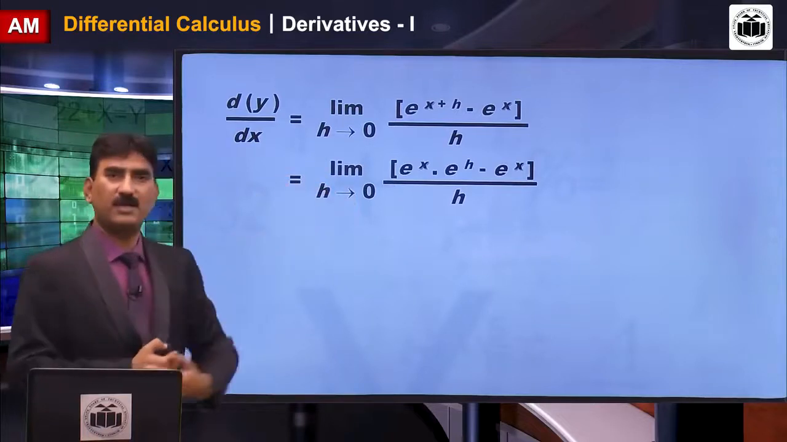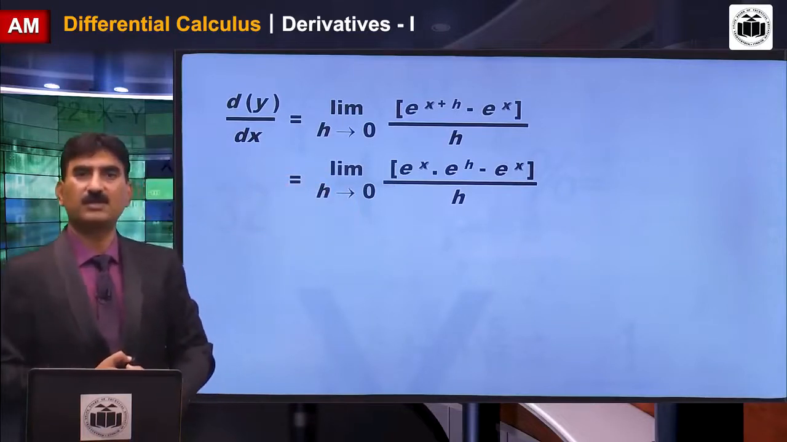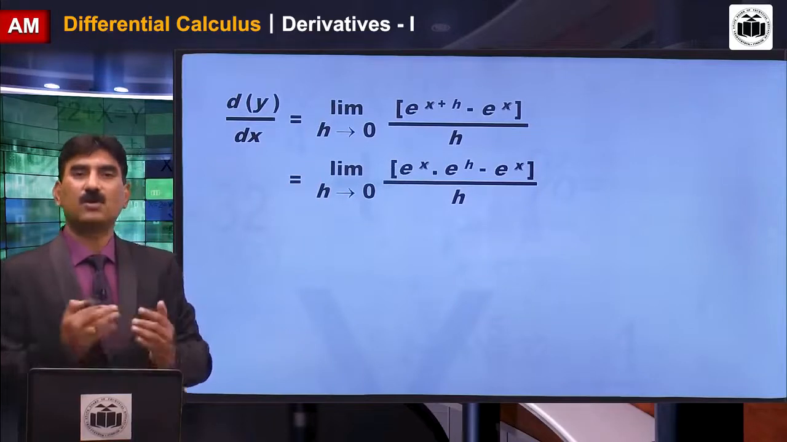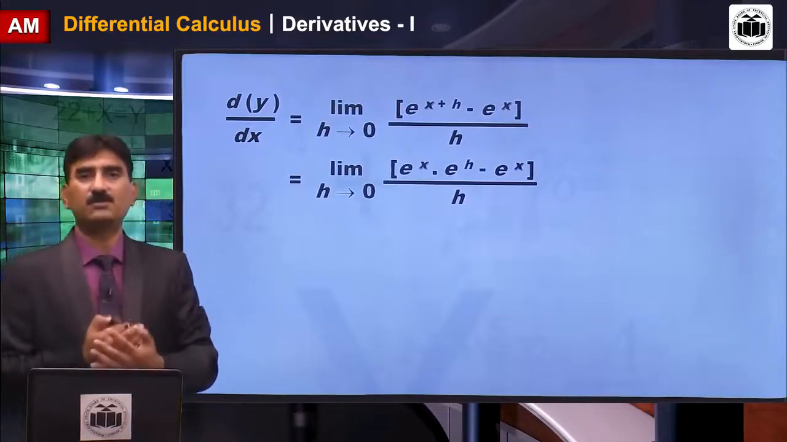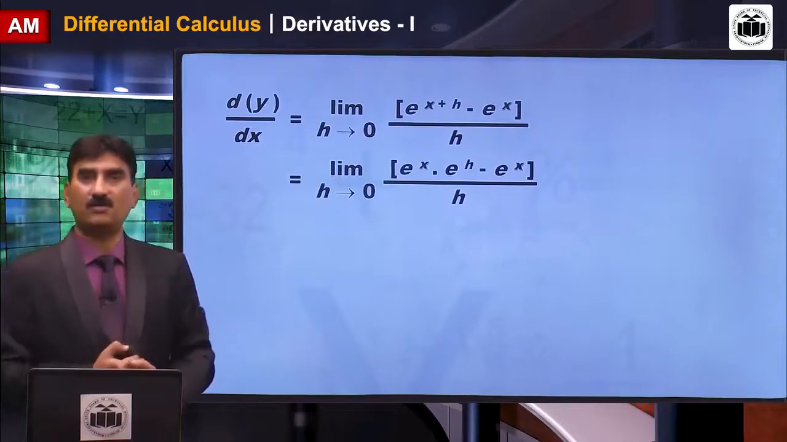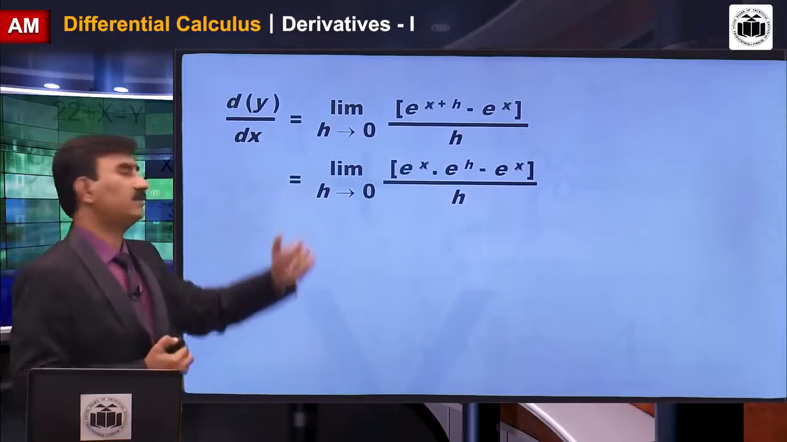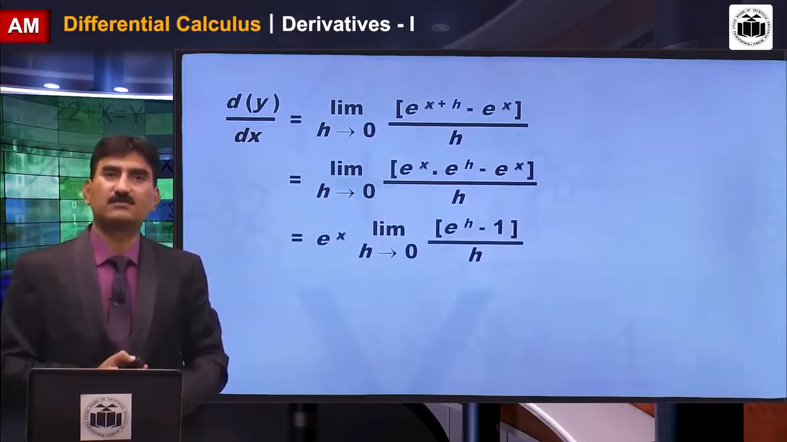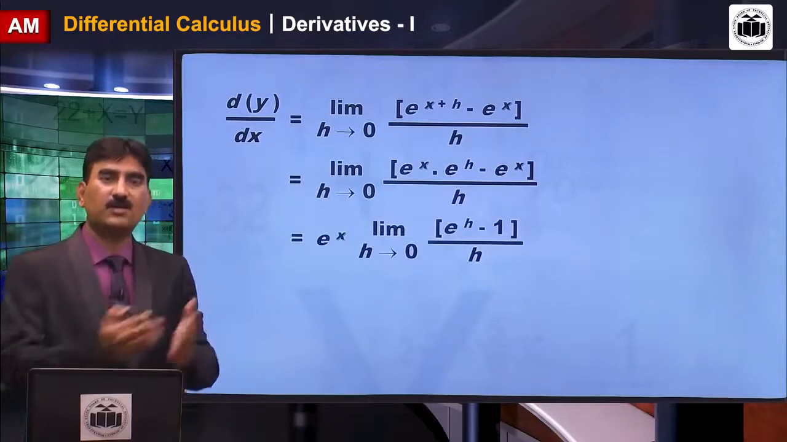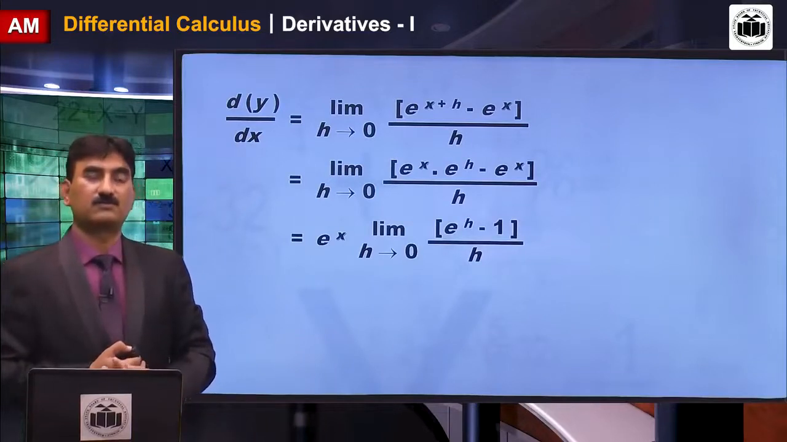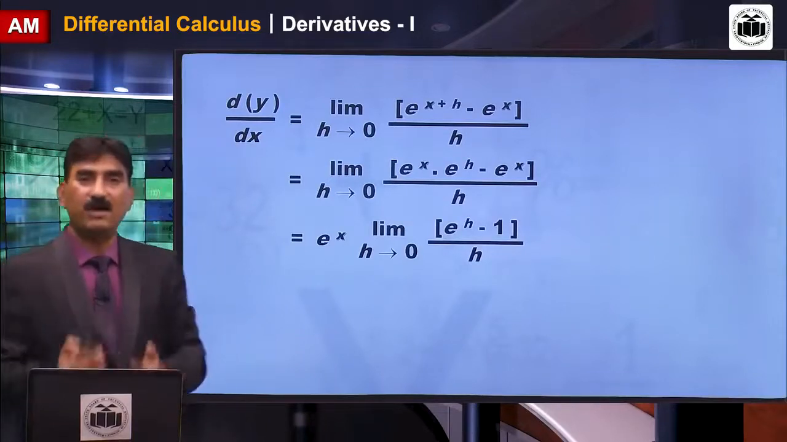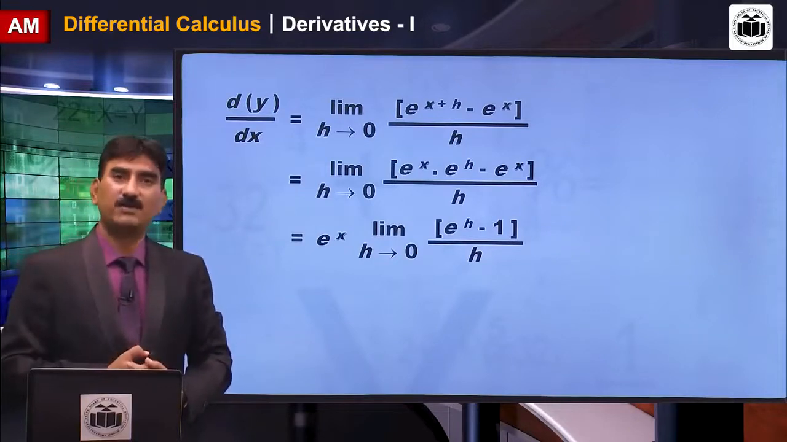Is there something common in both terms? Very good. e raised to x is the common term. So according to the mathematical rule, if any term is common between the two terms, then you have to take it outside. So here we take e raised to x outside. You have to take it outside the limit directly. Is it right or wrong? Yes, it is right. Why do we take e raised to x out of the limit?